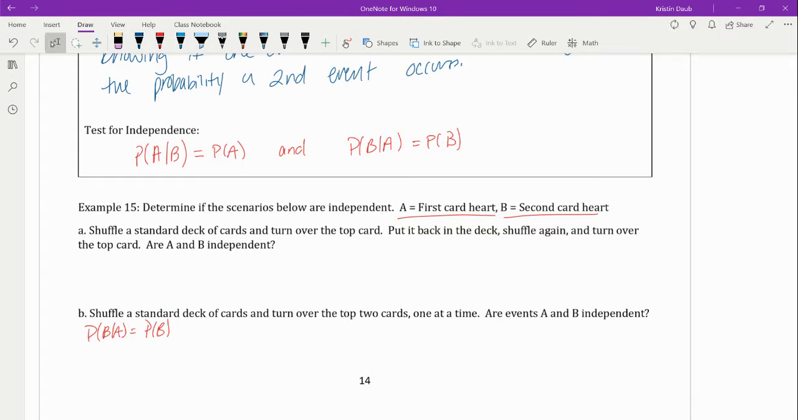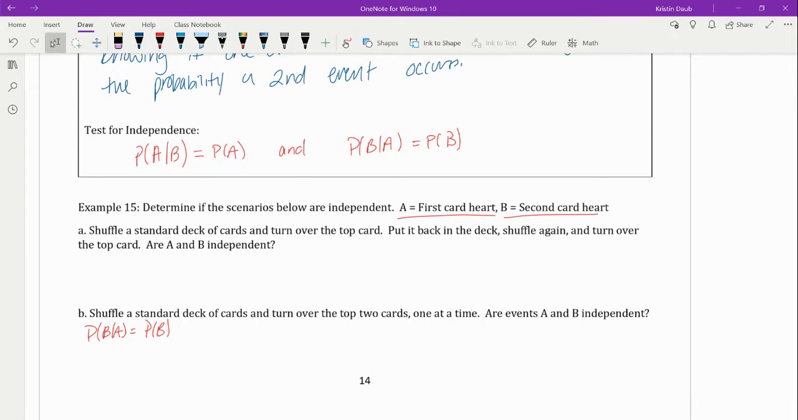Now, I want you to keep in mind, both of these things have to be true. So if I'm checking this equation and the first one works, the first one is true, that doesn't give me evidence that my events are independent. I have to check the other one as well. However, if I check it and this first one doesn't turn out to be true, that's good enough to say, no, these events are not independent, because half of the equations didn't work.